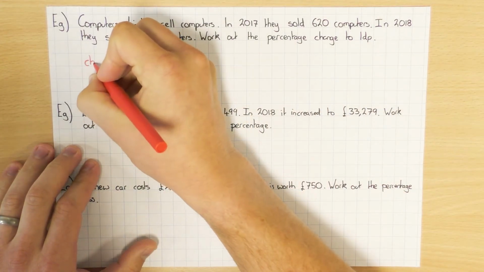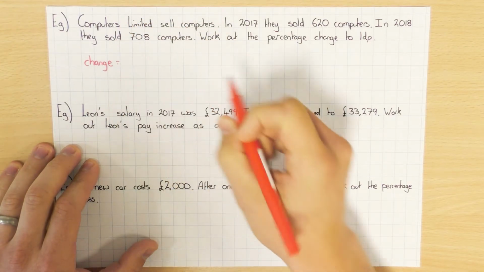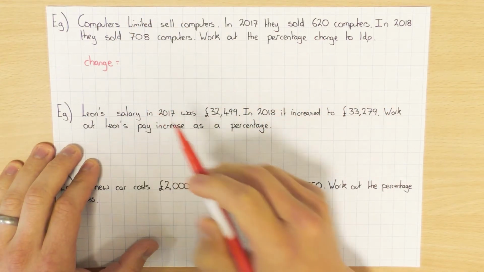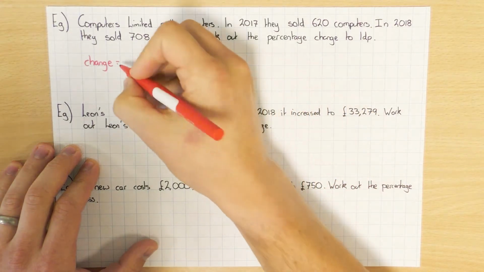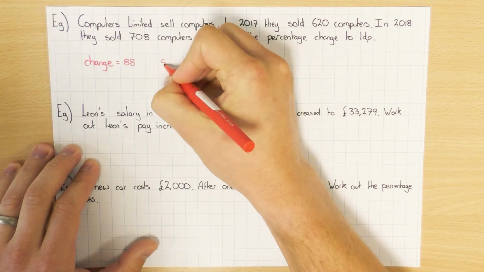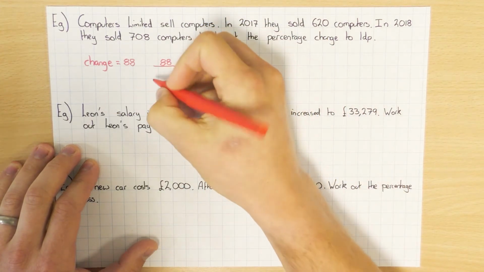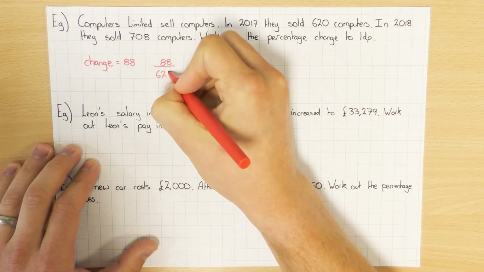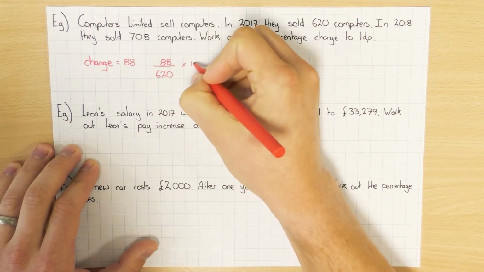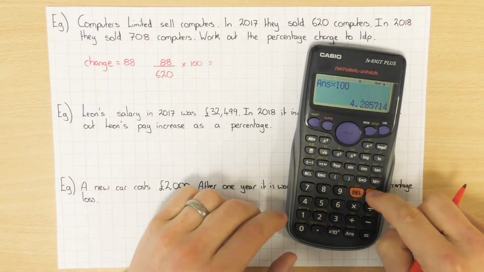So, same as always, let's find the change. So, what is the change? Well, we've gone from 620 to 708. So, that's a change of 88. So, I have 88, which is the change. What was the original? The original was 620. I'm going to times that by 100 to change it to a percentage.